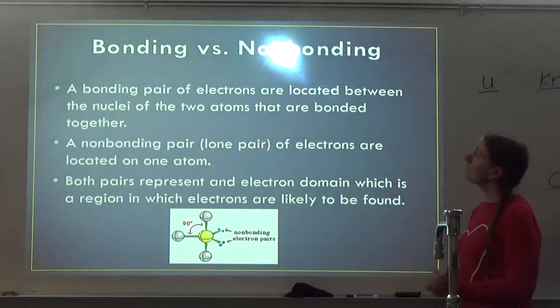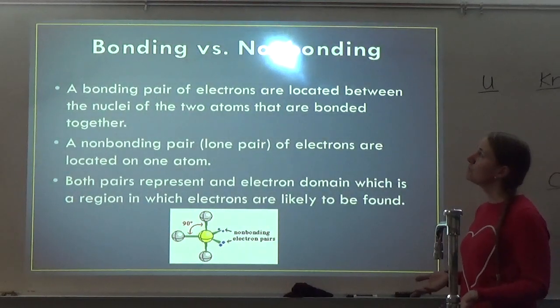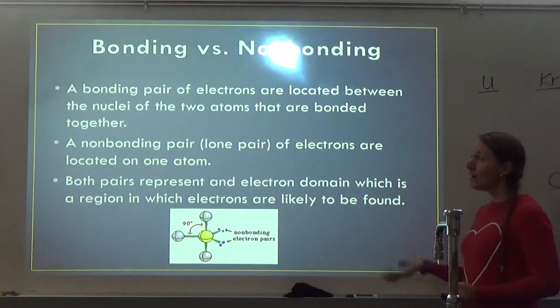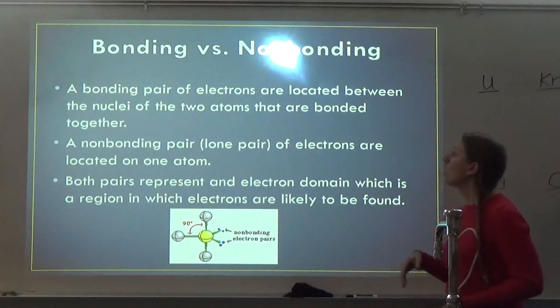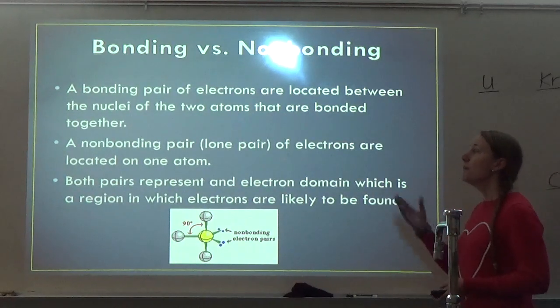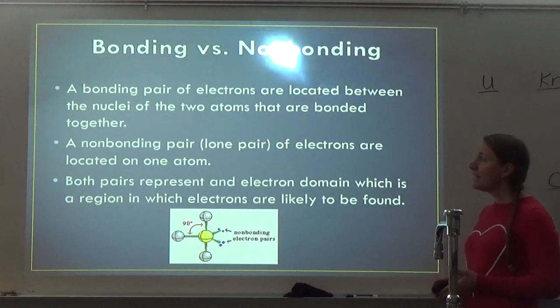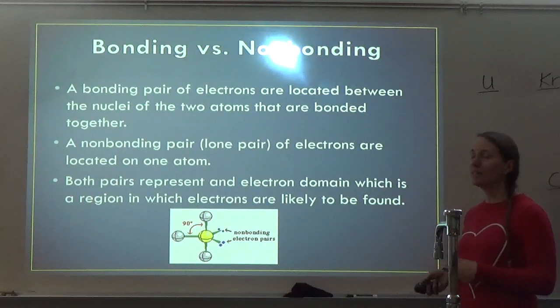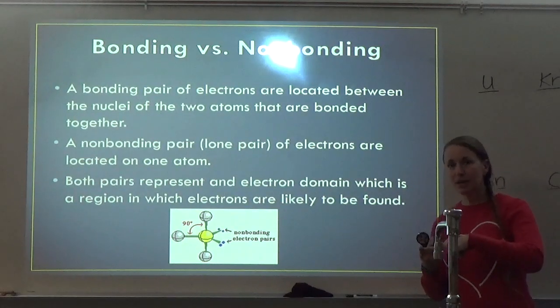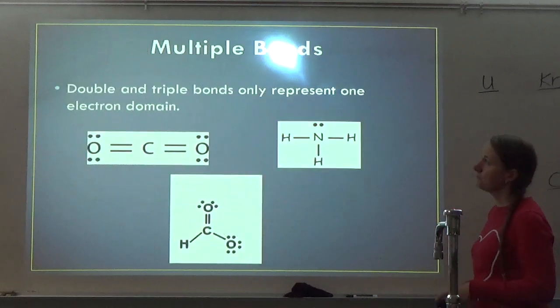So a bonding pair of electrons are located between the nuclei of two atoms that are bonded together. And so as we know, we draw those as a dash. A non-bonding or lone pair of electrons are just located on one atom. And so that's what we draw as our dots. Both pairs represent an electron domain, which is a region where electrons are likely to be found. So when we talk about electron domains, that could be a bonding pair or a non-bonding pair.